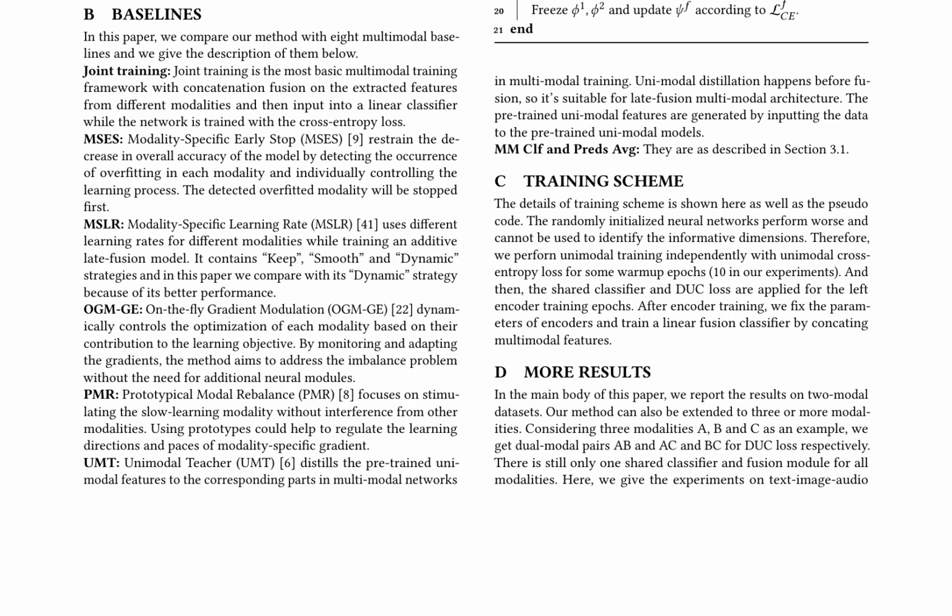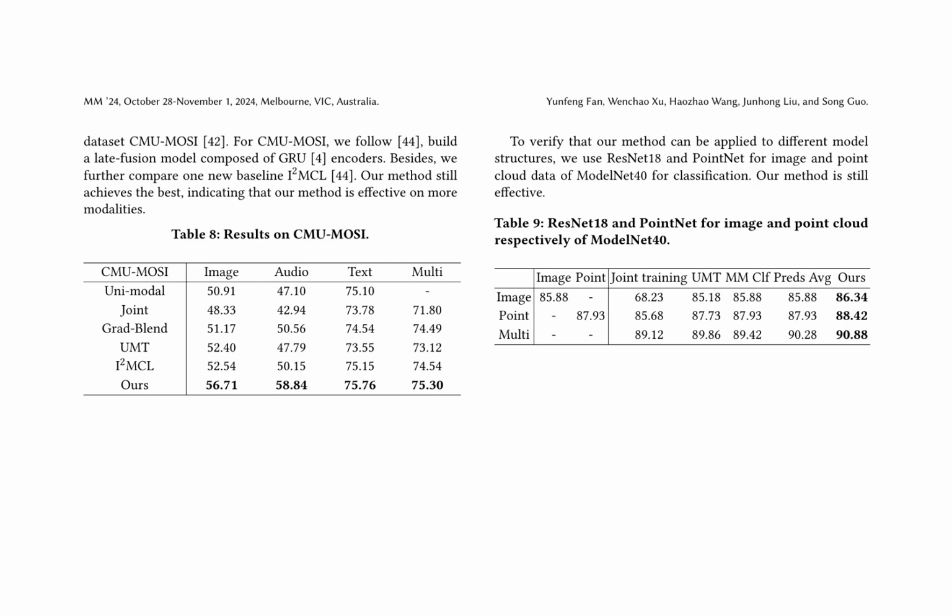The authors discuss the training scheme and provide additional results, including an extension of their method to 3 or more modalities. This is illustrated by considering 3 modalities, A, B, and C, and applying the DUC loss to dual-modal pairs AB, AC, and BC. The comparative analysis presented in the research paper's final page showcases the proposed methodology's superior performance against various baselines on the CMU-MOSI dataset. This dataset comprises image, audio, and text modalities, demonstrating the effectiveness of the approach across multiple modalities.